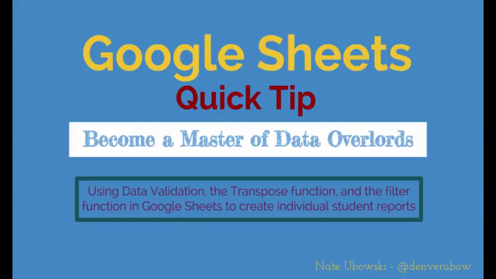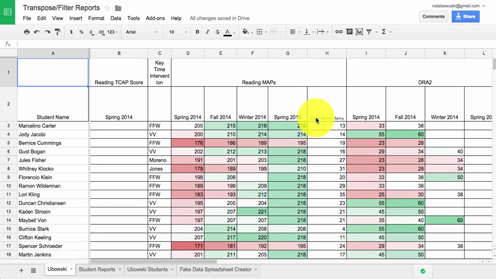We're going to be looking at some quick Google Sheets tips that allow you to take a plethora of data from students you've collected over the year and create an easy-to-view, distraction-free report using three different Google Sheets functions. The first one is the Transpose function. Then we're going to look at the Filter function, and we'll also look at data validation.